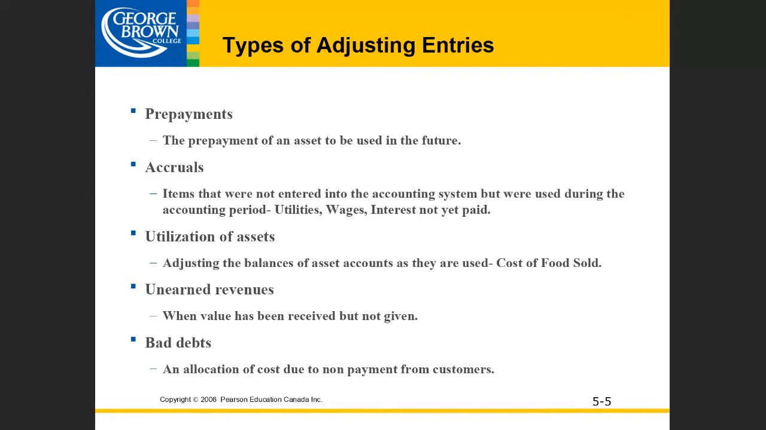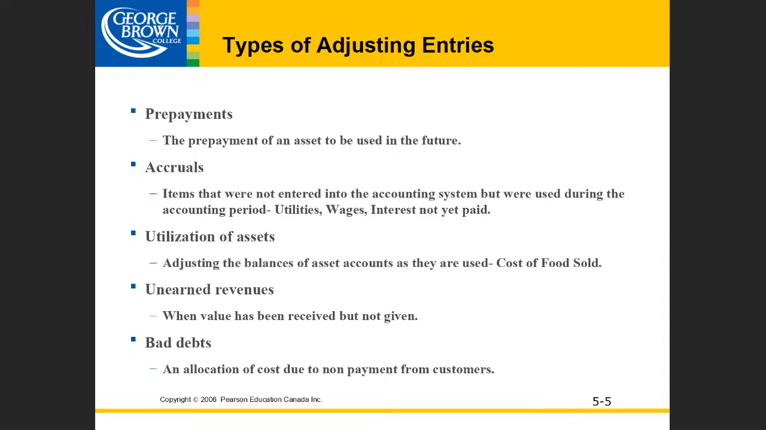What do you think? Yeah, exactly. 1 month. So you purchased 3 months on May 1st. You purchased 3 months worth of insurance. And then on May 31st, 1 month has elapsed. So you've used 1 month worth of that prepaid expense. So we have to adjust our prepaid expense by the expired portion that we've used.